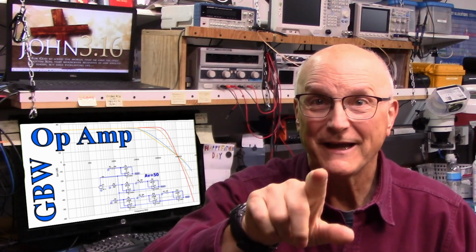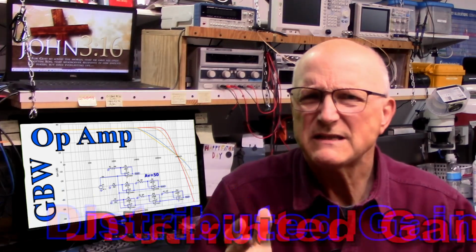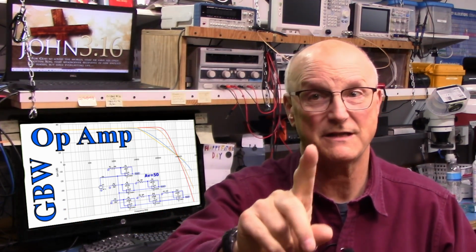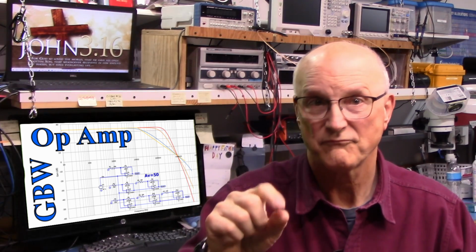The answer lies in distributed gain. So suppose we decide to provide our needed gain of 50 using 2 stages instead of 1, and each stage gives us a gain of 7.071.